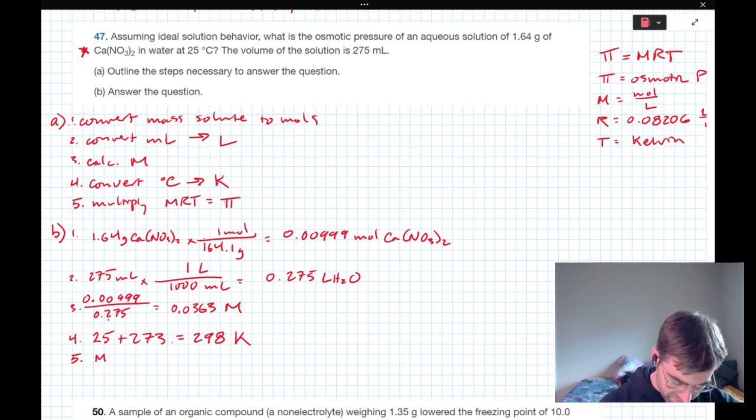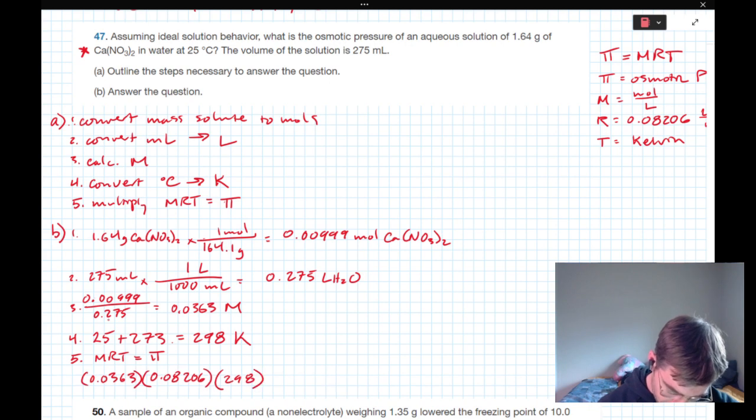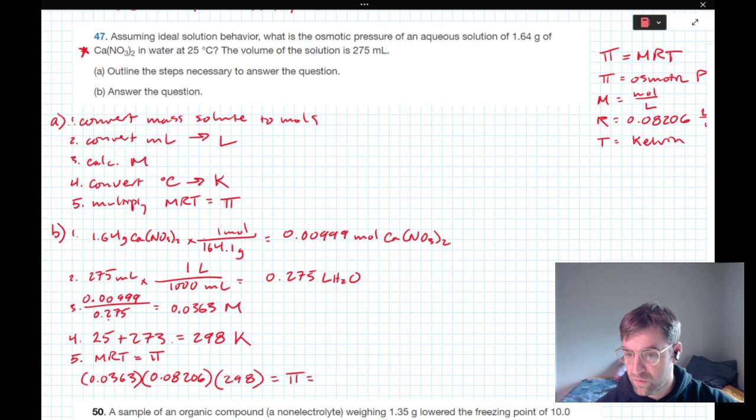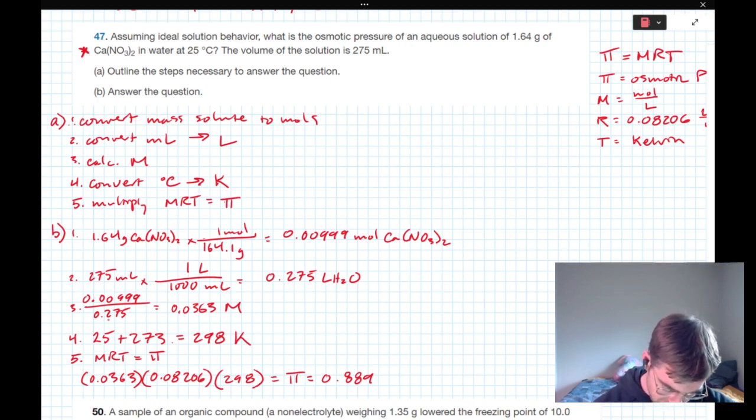And step 5. We have a molarity of 0.0363 times the gas constant, 0.08206, times the temperature equals our osmotic pressure, which should be 0.889. And I just want to show what our units would be.